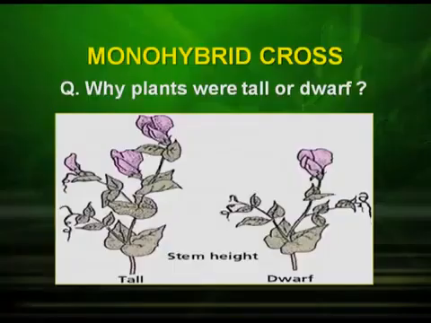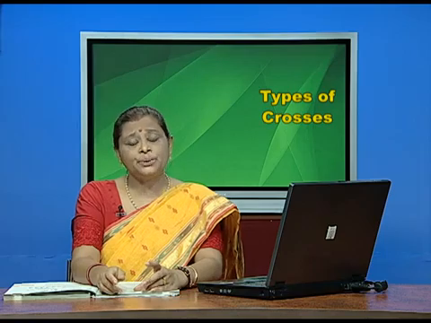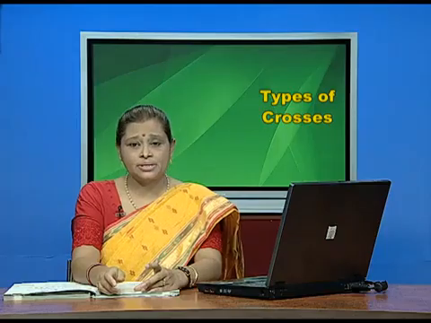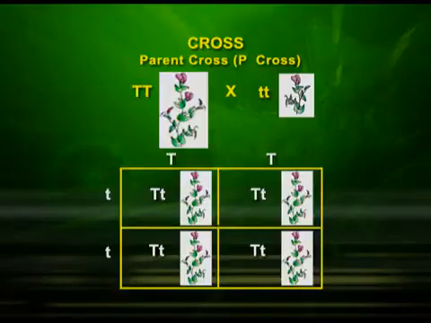The first cross is the monohybrid cross. Now, Mendel wondered why some plants were tall and why some were short. So, he crossed a tall plant with a dwarf plant. Let us see what was the result. When he made the crosses, as you can see in the picture, the parent crosses, capital T stands for the tall plant and small t stands for the short plant. The 2 alleles from the tall plant were capital T, and the alleles from the short plant were small t. In the first generation, he obtained all tall plants with the genotype capital T and small t.